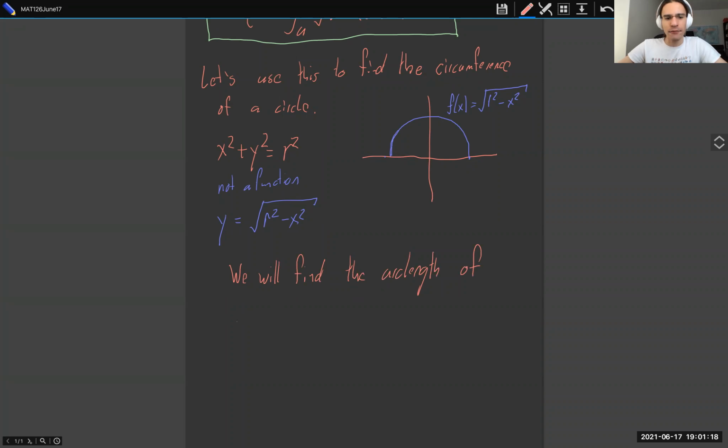Of f of x equals the square root of r squared minus x squared from, and then we specify what the parameter range is over. What values are we going to take this over? Well, what's this point right here? What are these points? This is what? It's a circle of radius what?